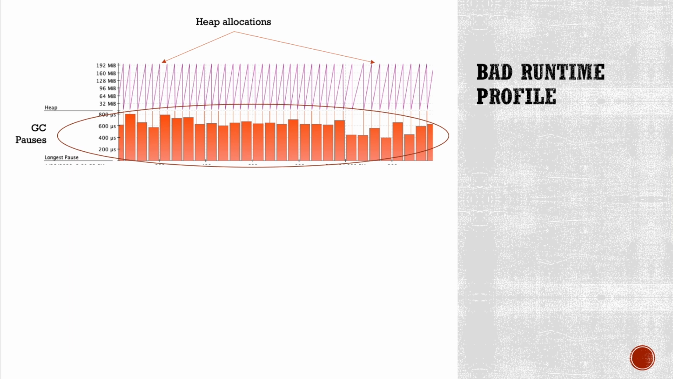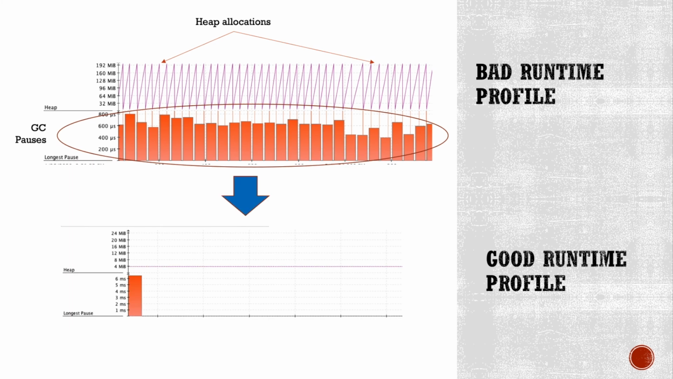Now, instead of this picture, what we want to see is a good runtime profile. And what does that look like? Well, it looks like this. As you can see here, there's a very flat allocation rate on this heap. In this case, it's constant. And there is in fact a GC, but it is only happening at the beginning of the application, not all the way throughout the application.